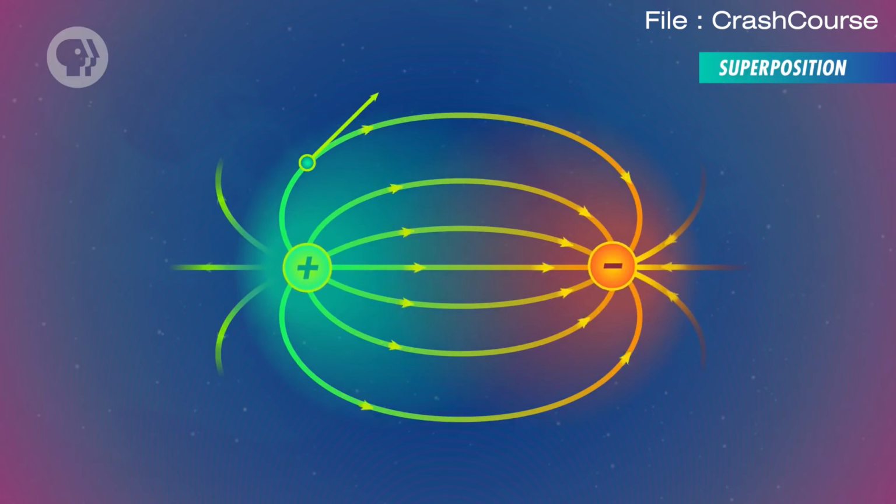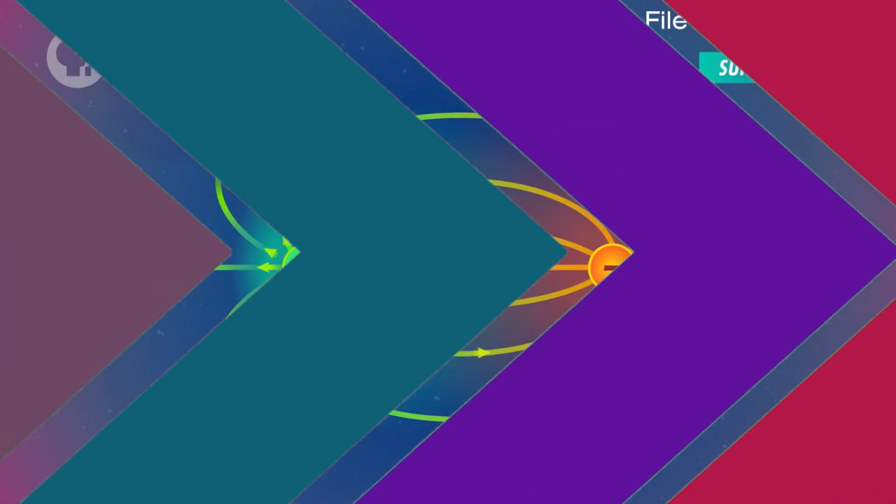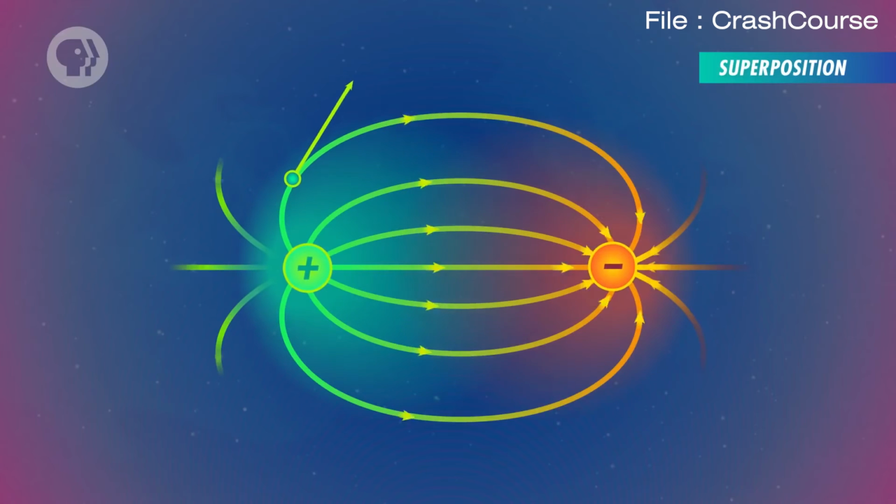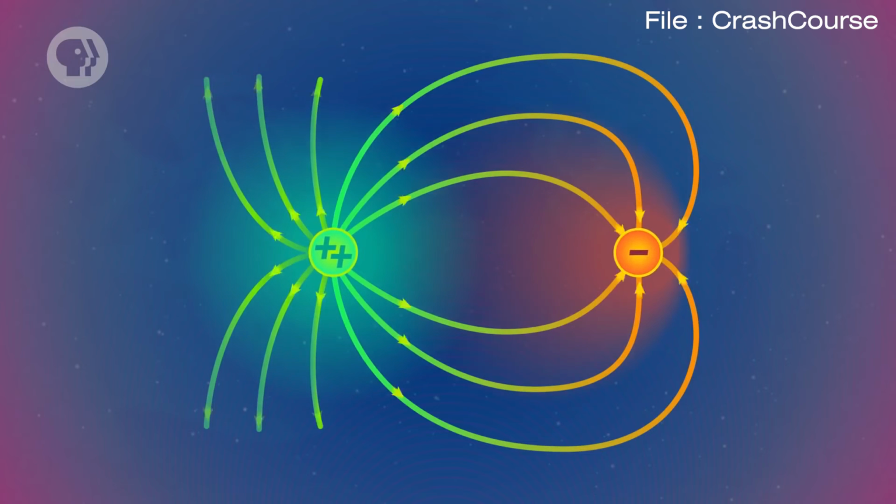This also means that a negative test charge would feel a force in the exact opposite direction. Next, the greater the line density, the greater the magnitude of the field. As a test charge moves closer to one of the fixed charges, the forces on it will be larger, thus the greater the number of lines in that area. All of this means the number of lines is proportional to the magnitude of its charge.